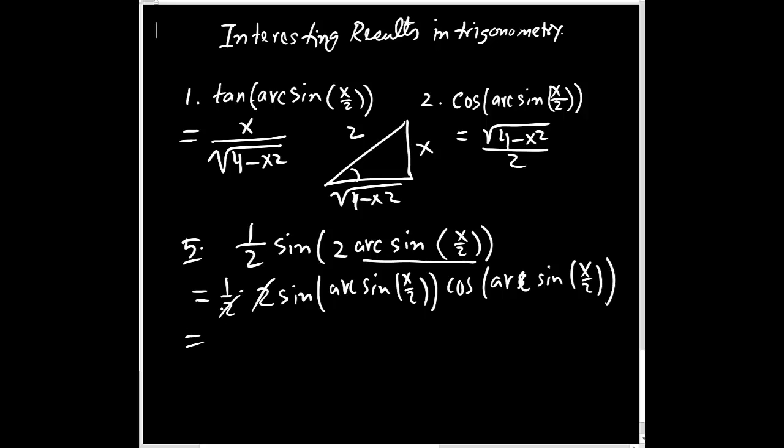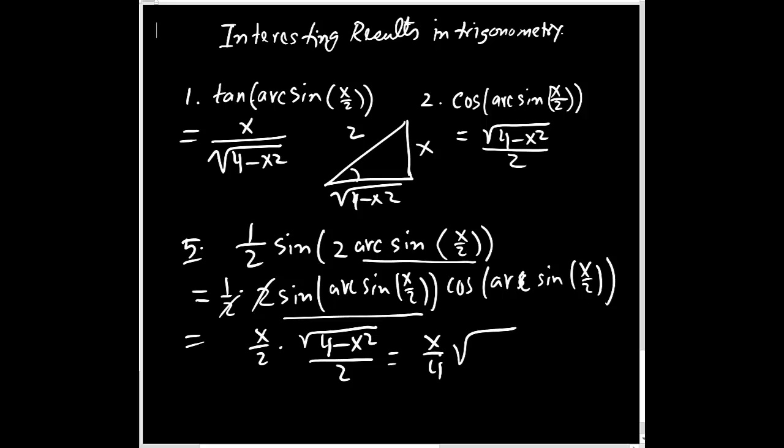So then you can see that the 2 cancels out. Now sine arc sine will give you just x over 2. And then cosine arc sine we have already here, which is square root of 4 minus x squared over 2. So my final answer is x times the square root of 4 minus x squared, over 4. We are done.